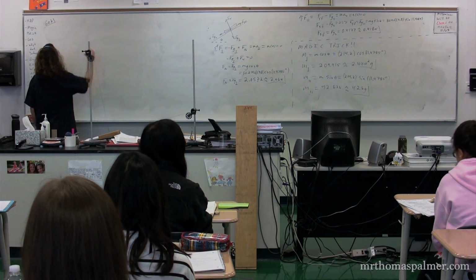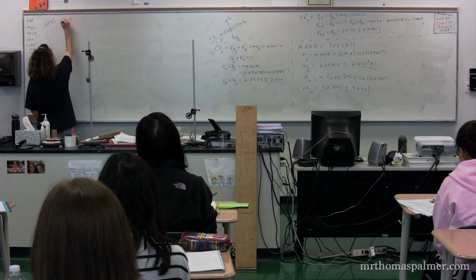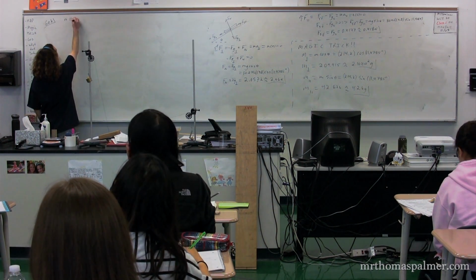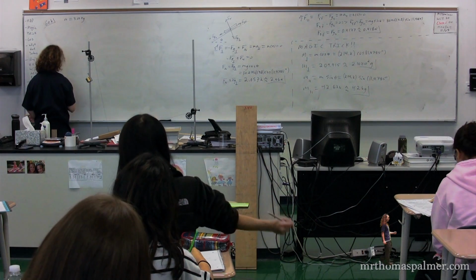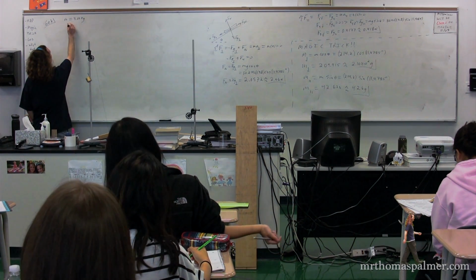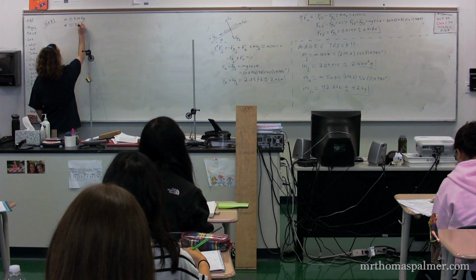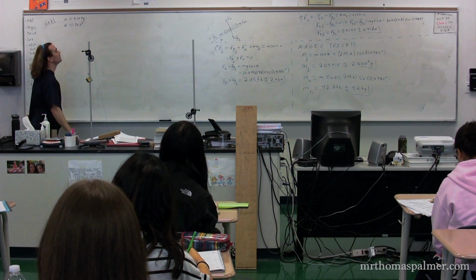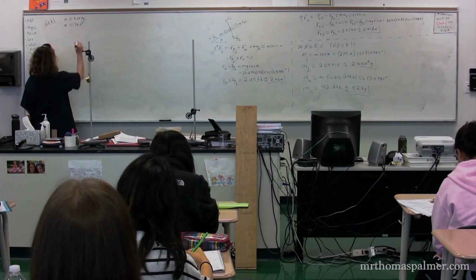3 kilogram block. Alright, so we got mass. The block equals 3.00 kilograms. Starts from rest at top of a 30-degree incline. Theta is going to equal 30 degrees. I believe it's 30.0, correct? 30.0. Yep. And slides 2.00 meters down the incline.